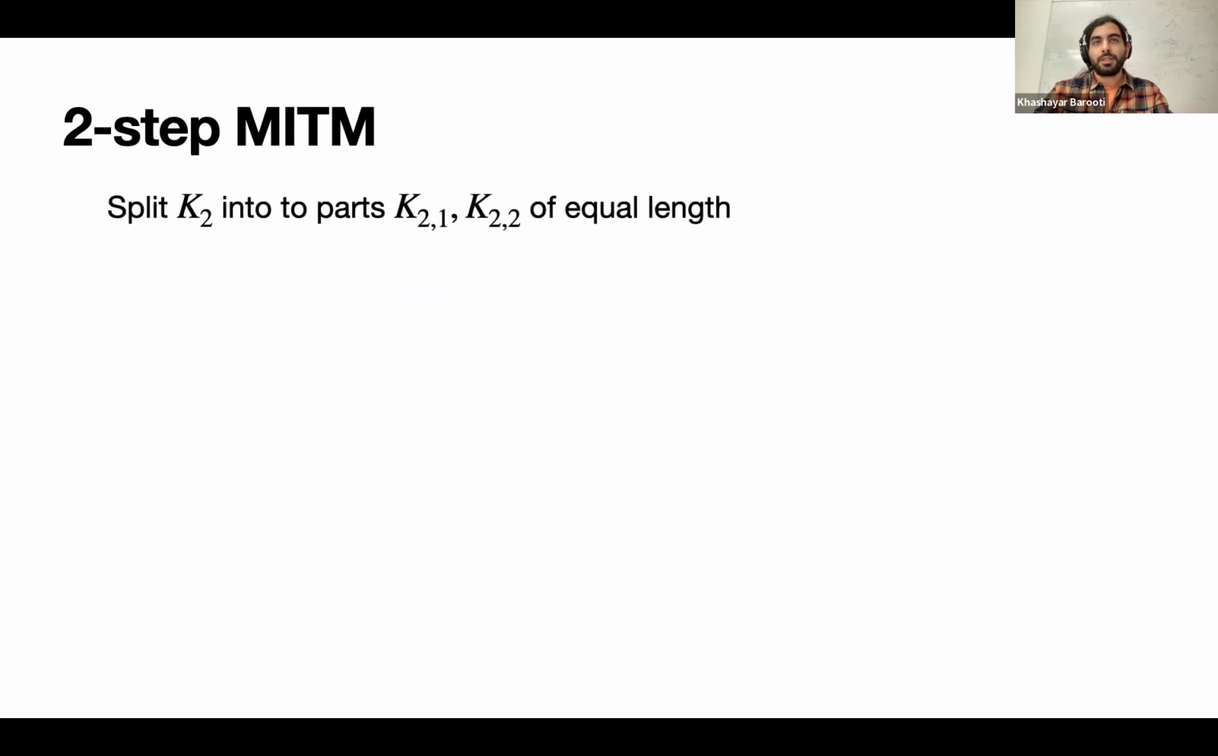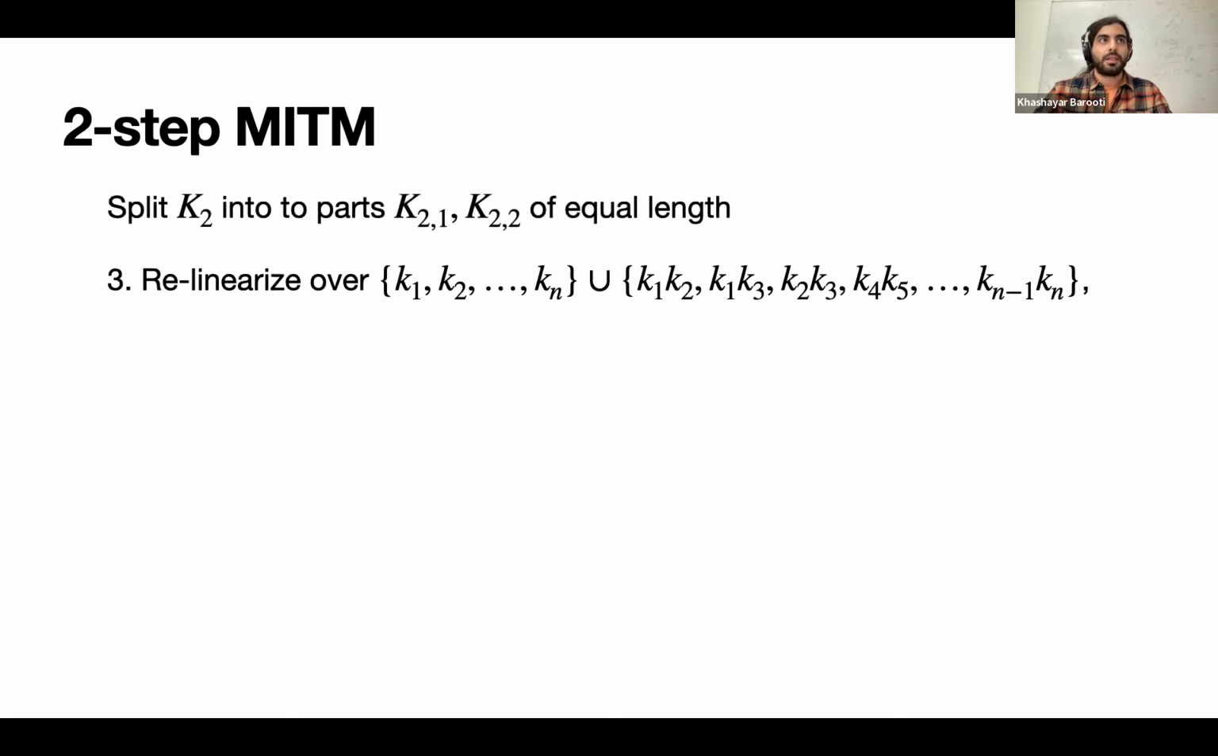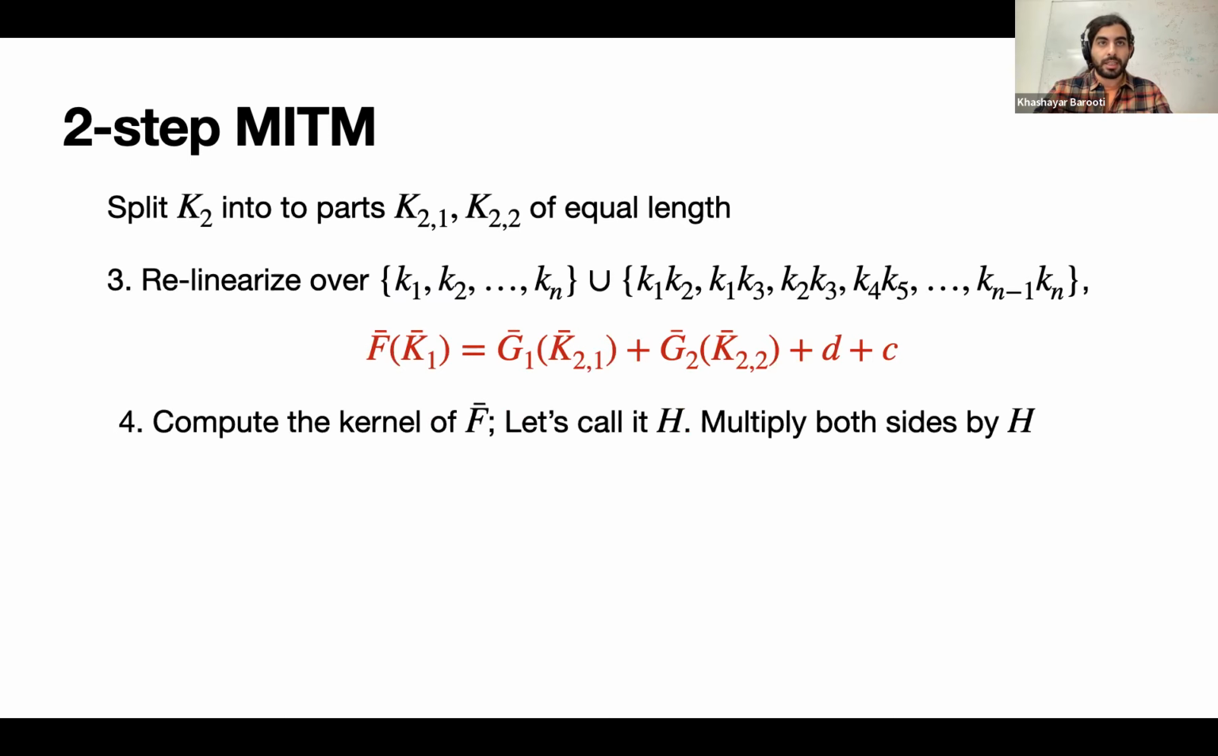Now I will also divide my K2 into 2 parts. Although these functions are quadratic, they are really sparse quadratic functions because of how the low MC S-box works. So I can extend my space and relinearize these equations and get a linear equation over a bigger space of this form. Now my left-hand side is not full rank, so I can compute its kernel, let's call it H. Then I get an equation like this in the 2 parts of the key K2, which is perfect to mount a meet in the middle attack.